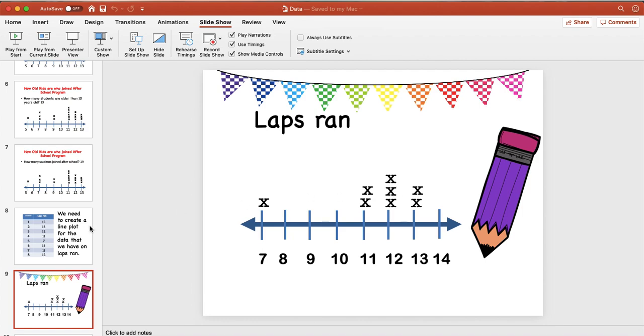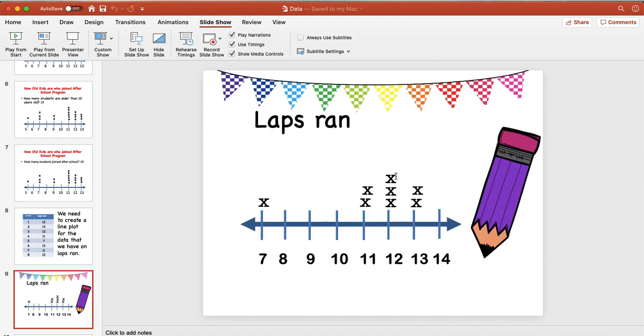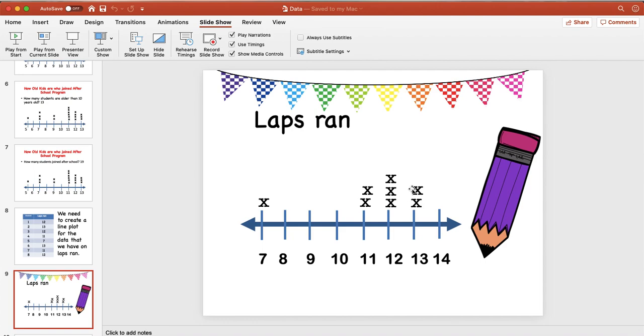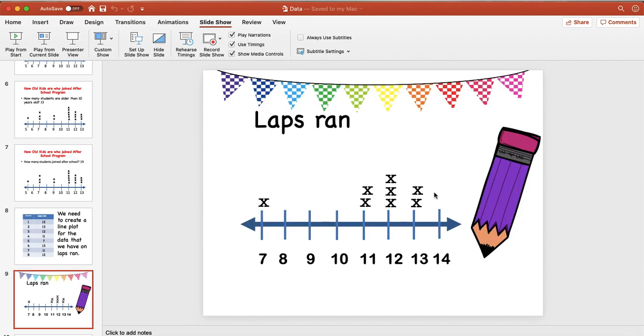Now going for 12. I'm going to count how many students ran 12 laps, and I can see there's 1, 2, 3. 3 students ran 12 laps, and that's shown over here by 3 X's. And then for 13, we have 1, 2. So 2 students ran 13 laps, and none ran 14, and we just leave that blank.